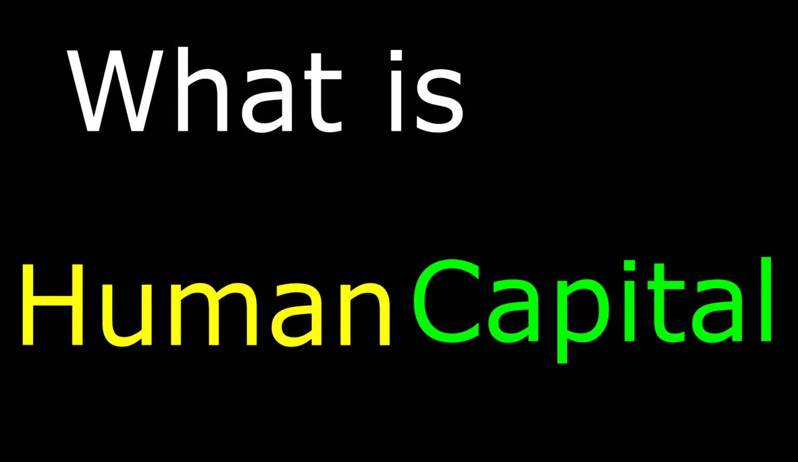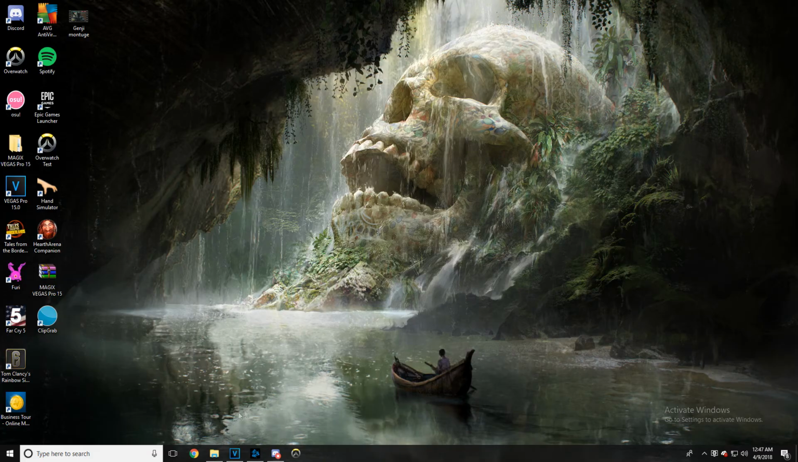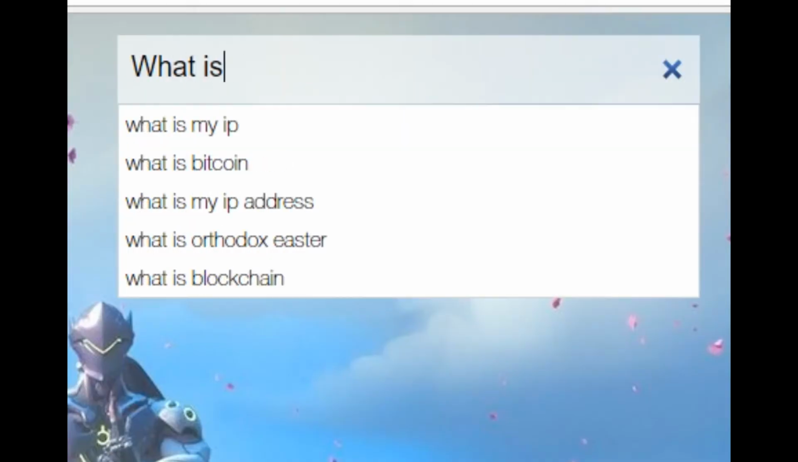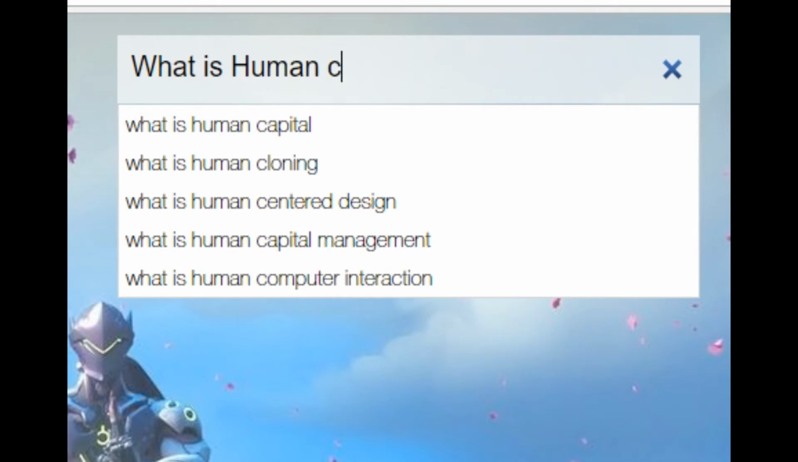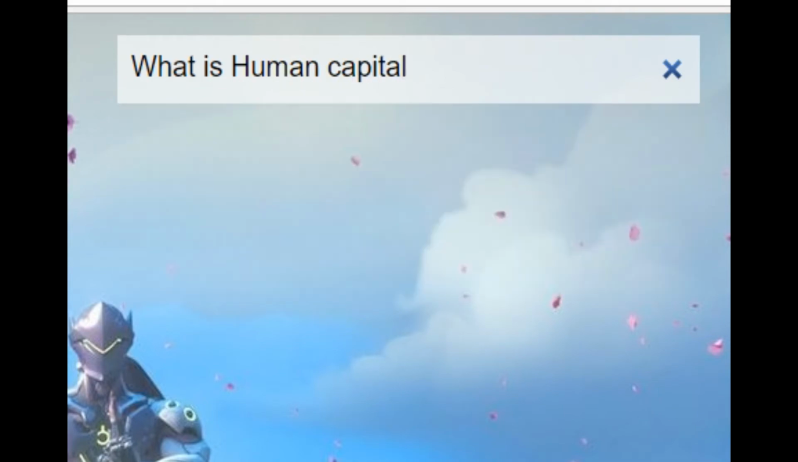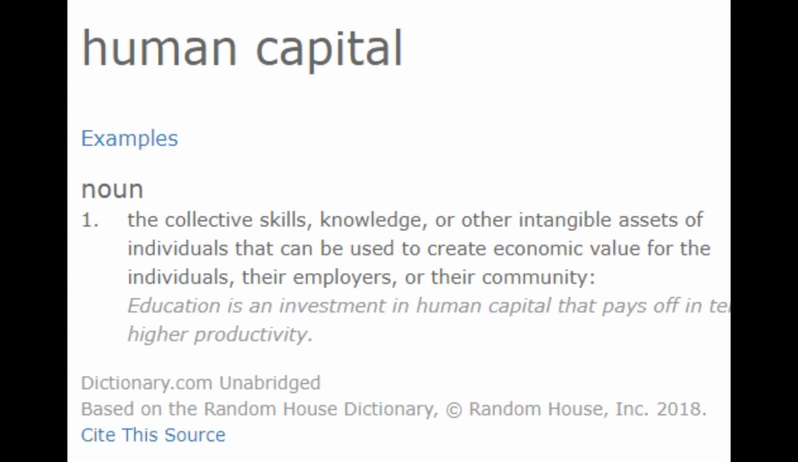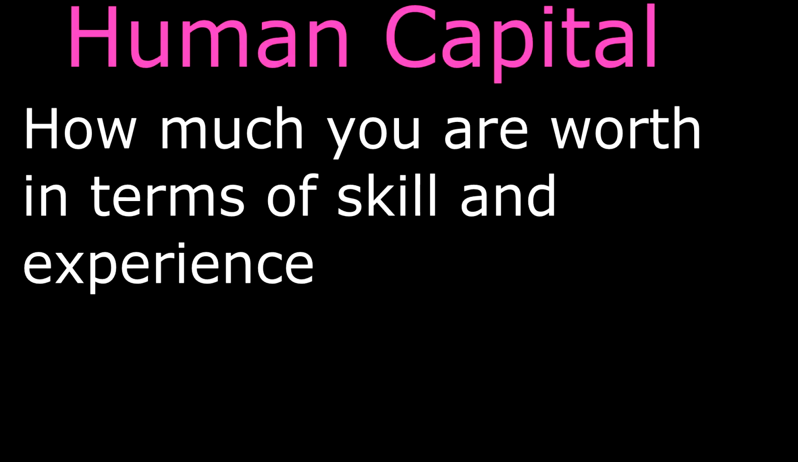Next topic. What is human capital? Human capital is the collective skills, knowledge, or other intangible assets of individuals that can be used to create economic value for the individuals, their employers, or their community. Basically, human capital is how much you are worth in terms of skill and experience.